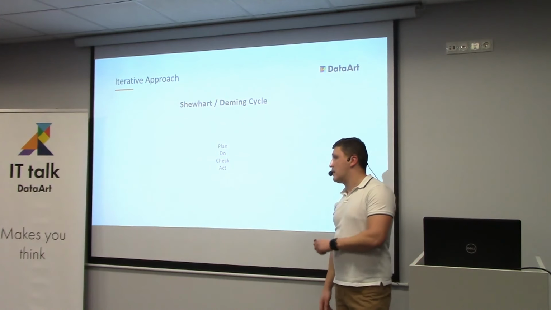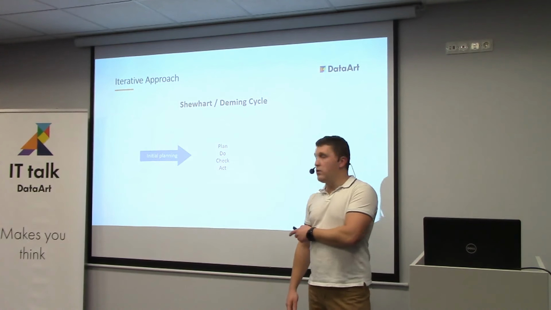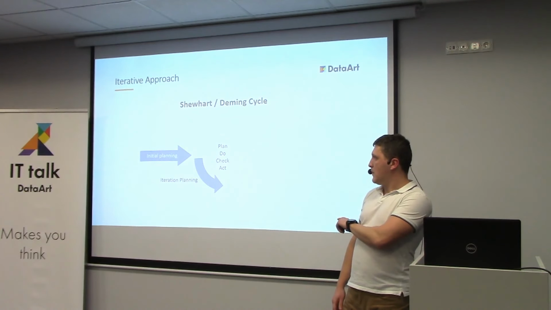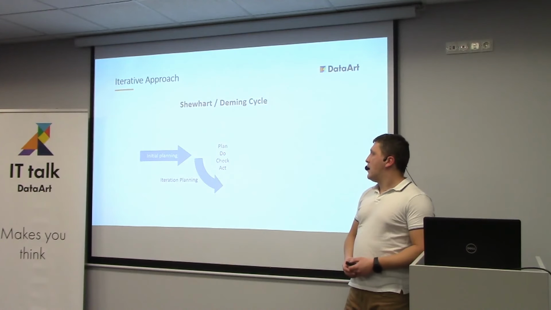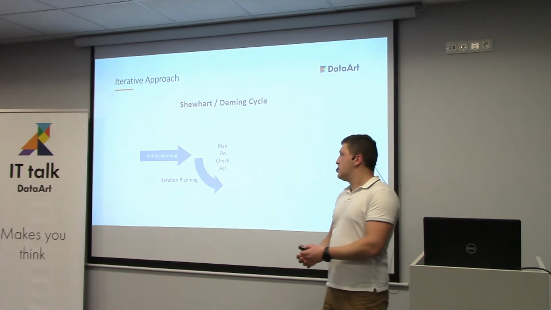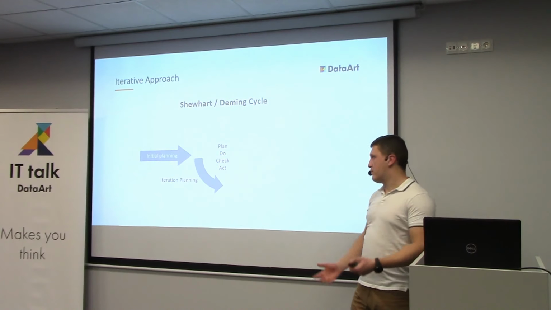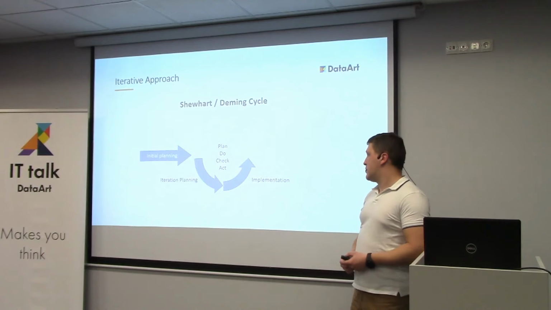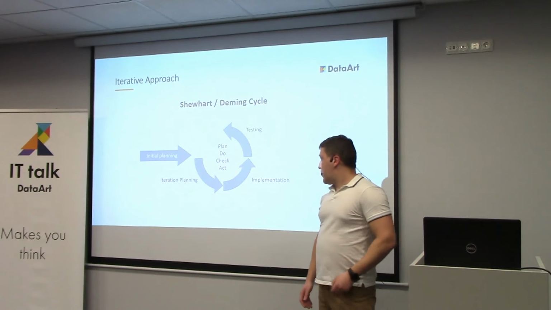So what does it look like? After initial planning, where we do all the preparation for project start, we start our iterations. Iteration starts with planning, which stands for P, plan, where we select what work items we will complete in this iteration. After the plan is built, we start implementation, where we write code. And that is the do part of the cycle.